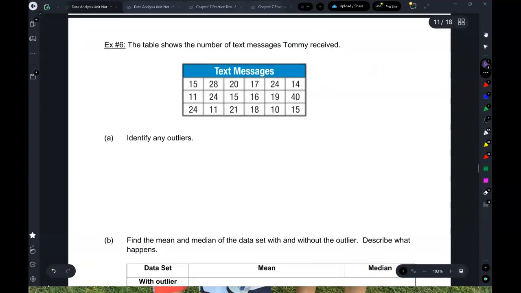All right, let's do this one. Let's see if we can identify any outliers. Are these sorted? They're not. That would have been way too easy, right? Let's sort these quickly.